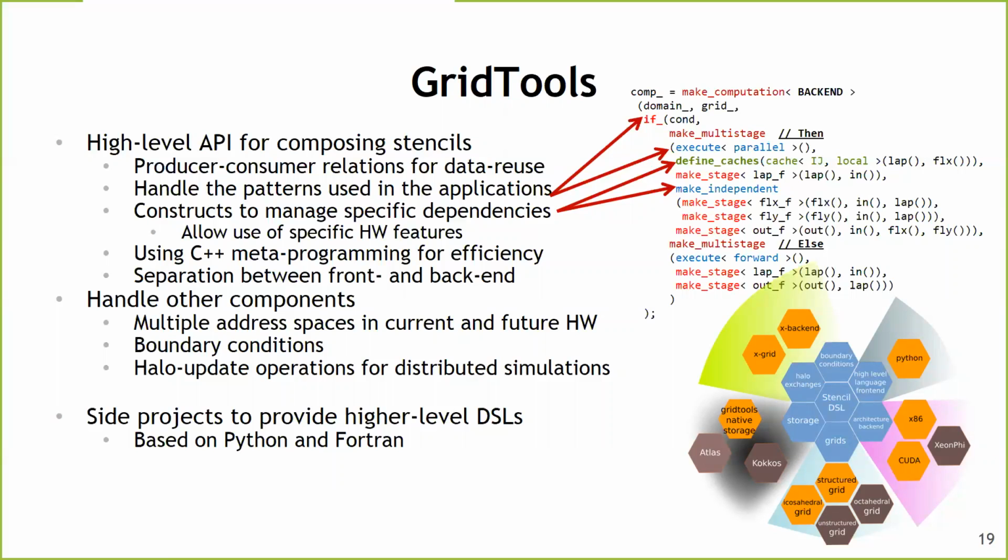But to be able to handle real applications, we also need to handle other stuff. So we have libraries for boundary conditions and for halo updates, in order to avoid several of the copies between different spaces. Can you switch to the next slide?